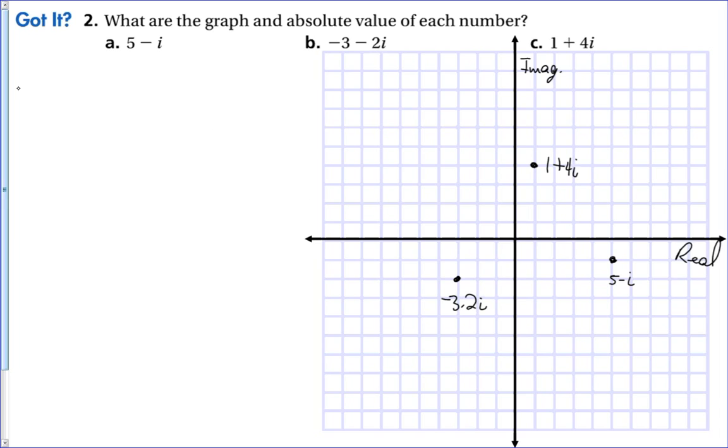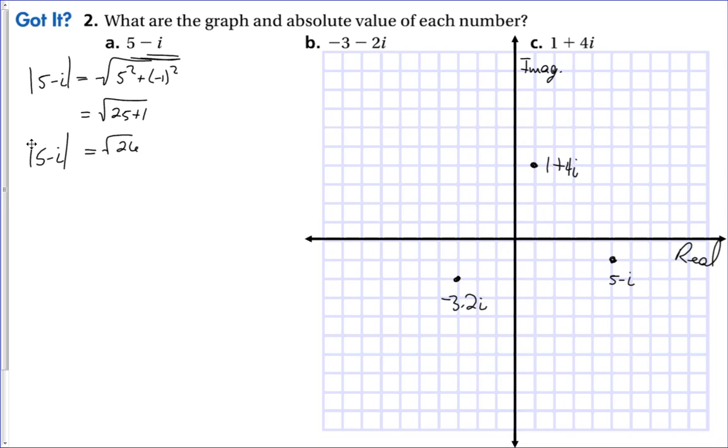So let's find the absolute value. So the absolute value of 5 minus i is simply the square root of 5 squared plus negative 1 squared, because remember there's an imaginary 1 there. So this is going to equal 25 plus 1, which is the square root of 26. So the absolute value of 5 minus i is the square root of 26.